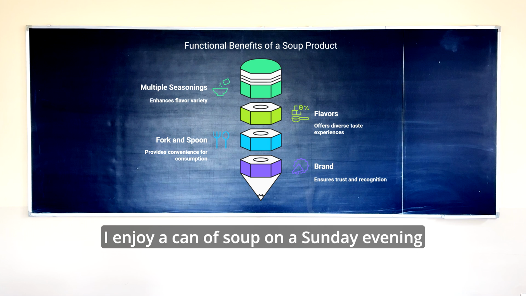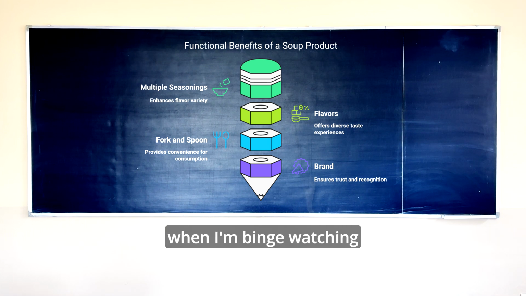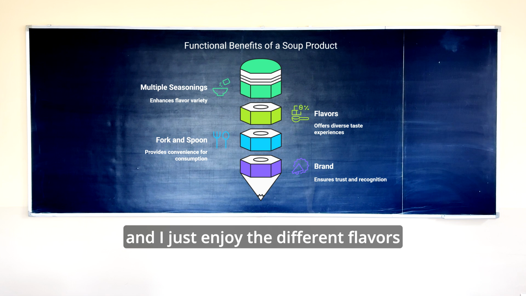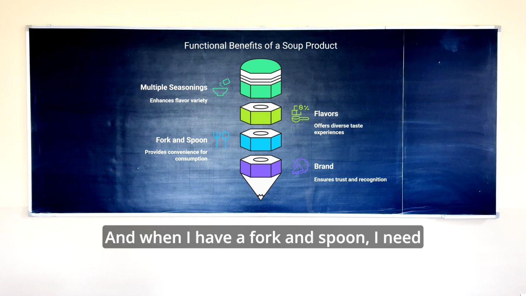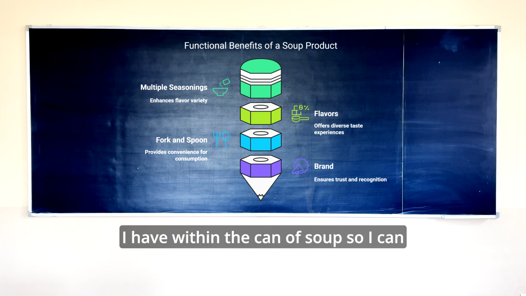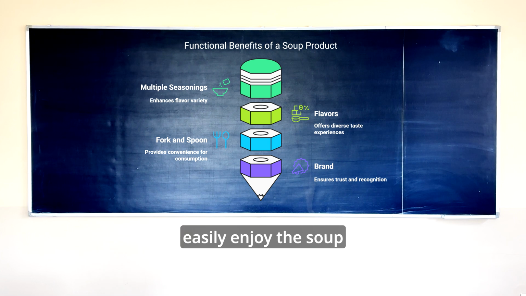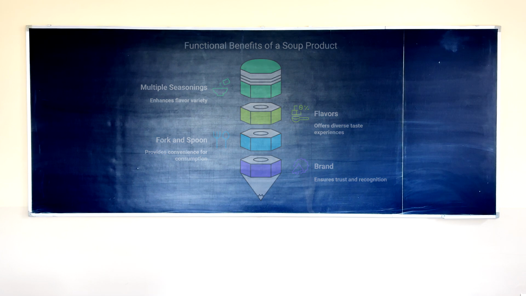I enjoy a can of soup on a Sunday evening when I'm binge watching, and I just enjoy the different flavors that the brand, let's say Nestle Maggi, is offering me. And when I have a fork and spoon, I need not run to my kitchen to pick one up. I have it within the can of soup, so I can easily enjoy the soup while watching my favorite movie.